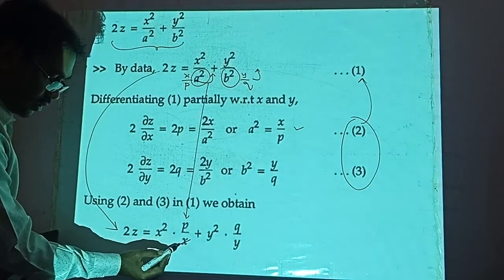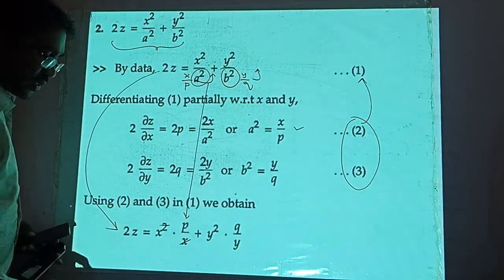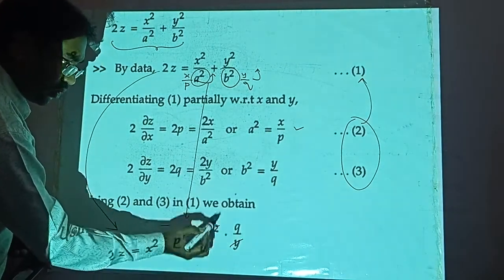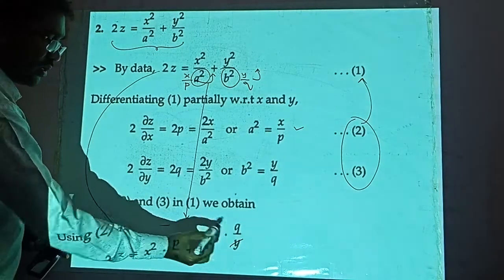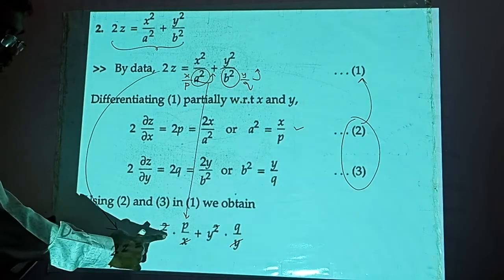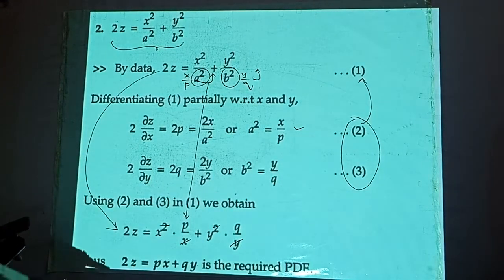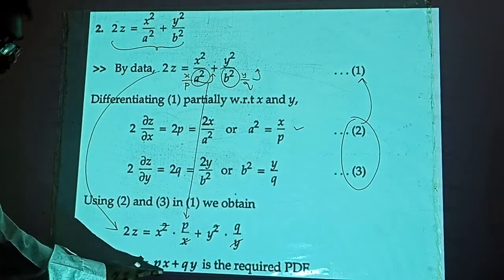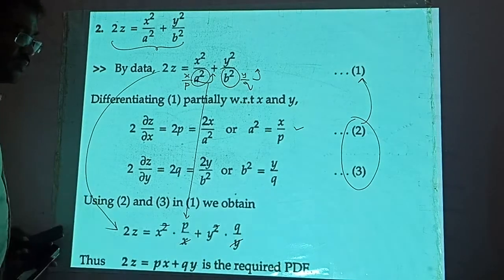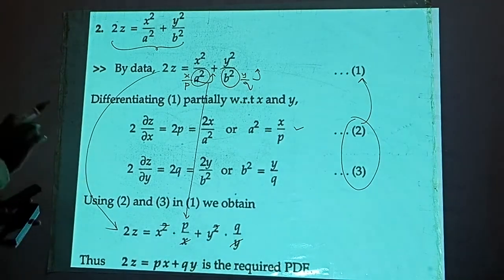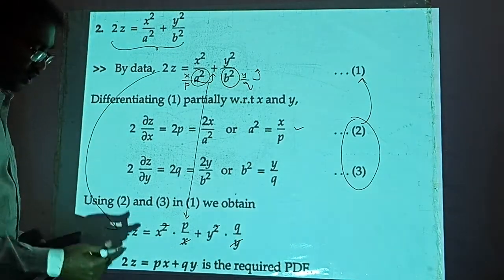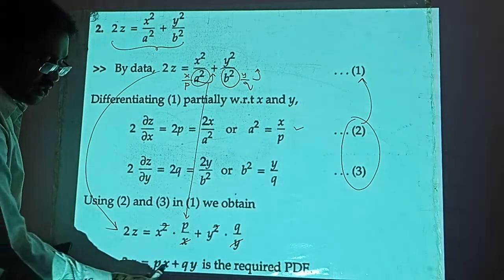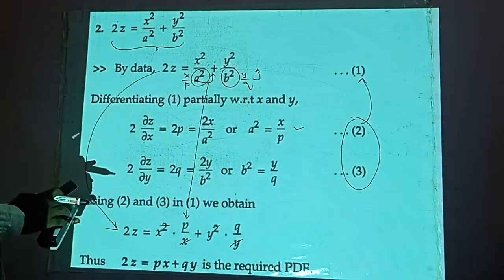x and 1 by x will get cancelled. 1 by y will get cancelled. What remains? xp plus yq. So 2z is equal to xp plus yq. 2z is equal to xp plus yq is the required PDE. So this is how we eliminate our arbitrary constants to form partial differential equation.